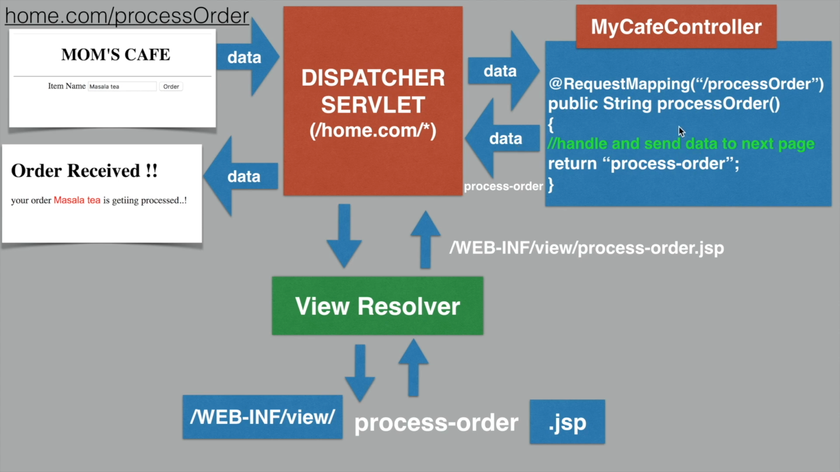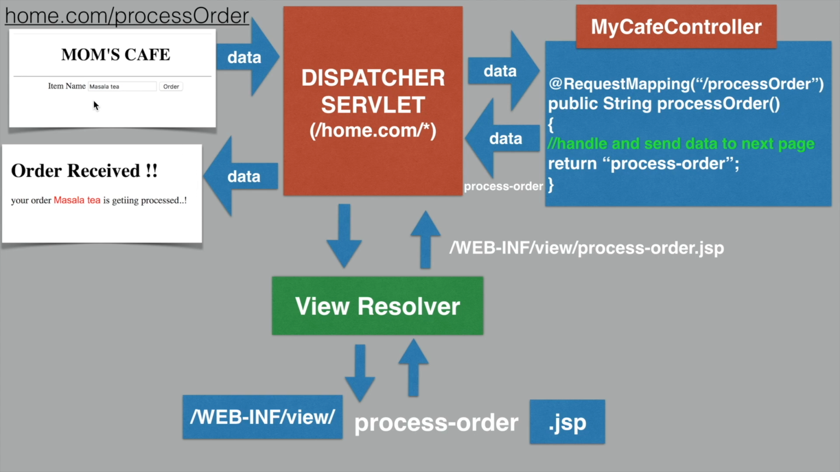Okay, so when this controller method executes, we tell the dispatcher servlet this is the page that I want my user to see, and I also want this data to be available in that page as well, which is masala tea.